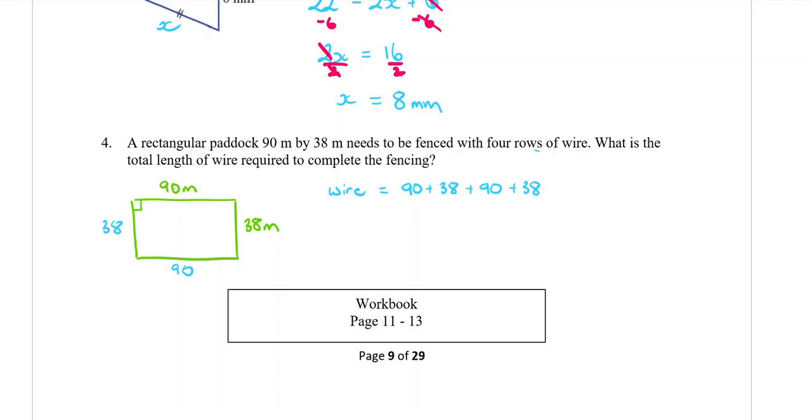This question has an extra little trick to it in that it says you need 4 rows of wire as you're going around that rectangular paddock. So all of that needs to be times by 4 so that you're going around 4 times. Typing that in your calculator, you will get 1,024 metres of wire that is needed.